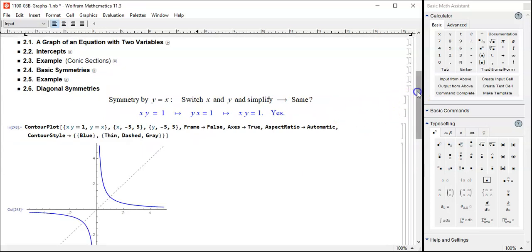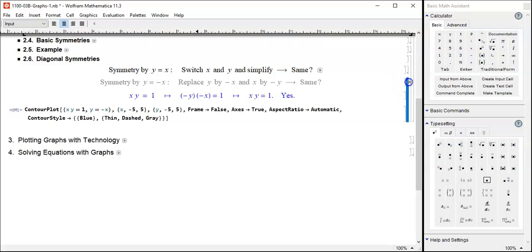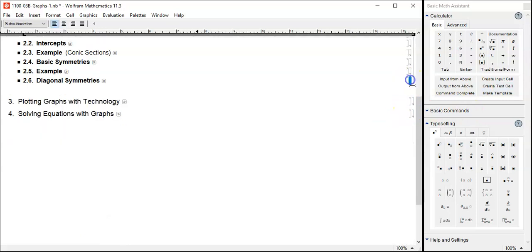The diagonal symmetry with respect to y equals x. In that case, basically we switch x and y and simplify and see if we have the same thing, like this example. x times y is equal to 1. If I switch x and y, y times x equals 1, but multiplication is commutative, so we get the same thing as before. Indeed, yes, we have a symmetry, and here this picture confirms it. And for the other diagonal, this one is not as important, so let's not work out this one.